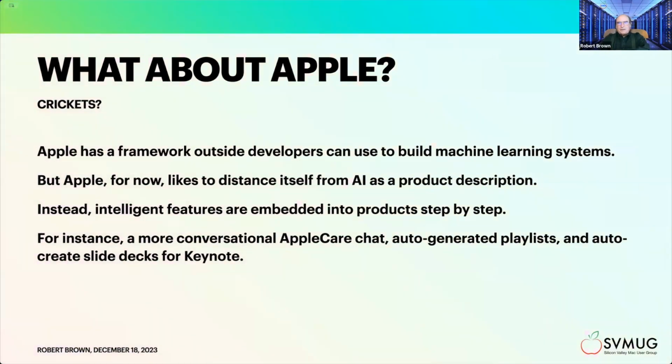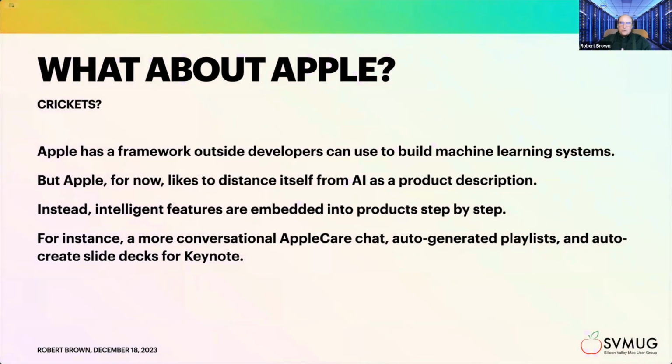Okay, what about Apple? And I put crickets because Apple is just so very silent about what they're doing. Well, they have released their framework, MLX, which will allow outside developers to build machine learning systems. But in their own products, they very carefully avoid using the phrase AI or artificial intelligence. I've actually been told that it is forbidden to appear in any marketing documentation. But they are embedding intelligent features into their products.